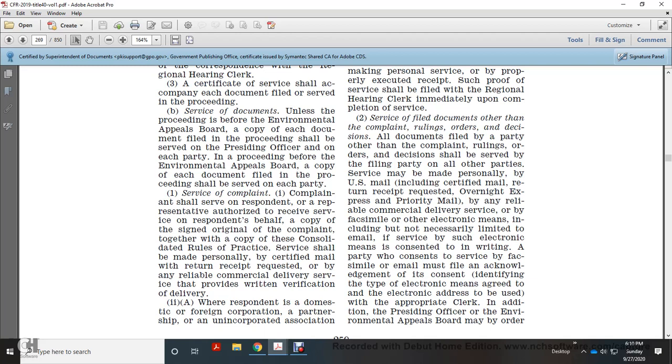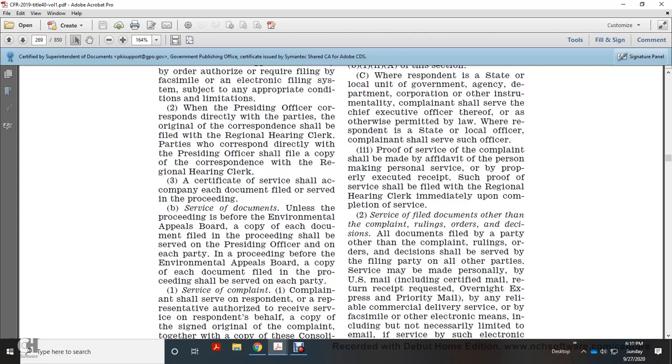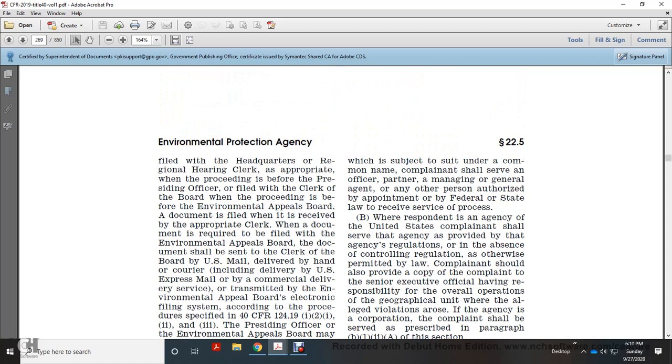Where the respondent is a domestic or foreign corporation, a partnership, or an unincorporated association subject to suit under a common name, complainant shall serve an officer, partner, managing or general agent, or any other person authorized by appointment or by Federal or State law to receive service of process. When the respondent is an agency of the United States, complainant shall serve that agency as provided by its regulations or, in the absence of a controlling regulation, as otherwise permitted by law. Complainant should also provide a copy of the complaint to the senior executive official having responsibility for the overall operations of the geographical unit where the alleged violation arose.